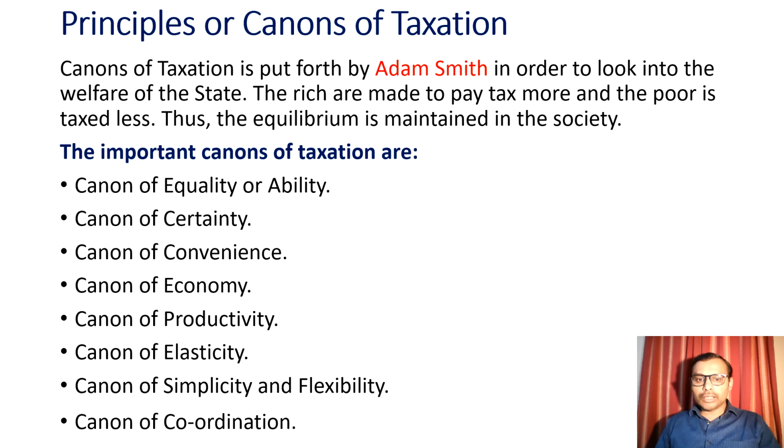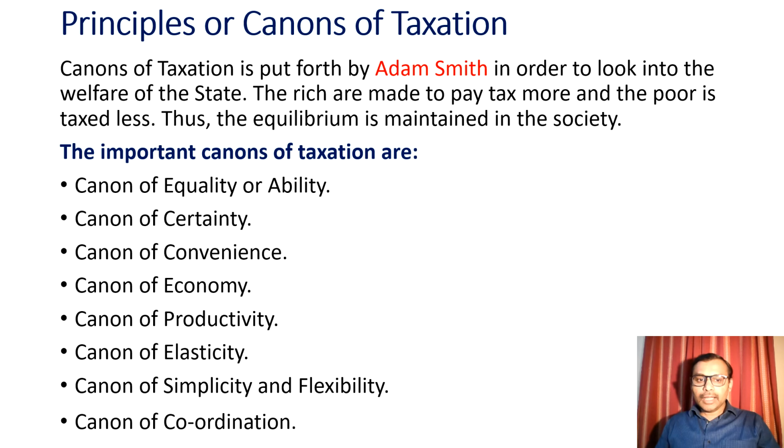One is the canon of equality or ability. What is the canon of equality or ability about? The tax should be levied based on people's ability to pay. Whether person X is able to pay the same tax and person Y is also able to pay the same tax, that should be considered. So we have to collect the tax based on their ability to pay. How will the ability come? Based on their income capacity. That is, an income tax system where the higher earners pay more tax. That is progressive in nature.